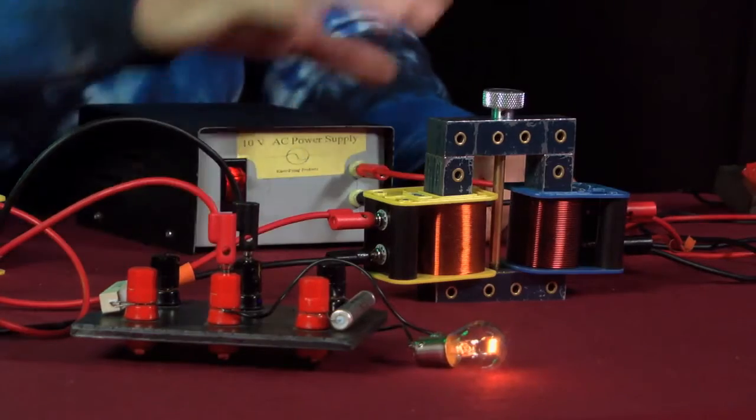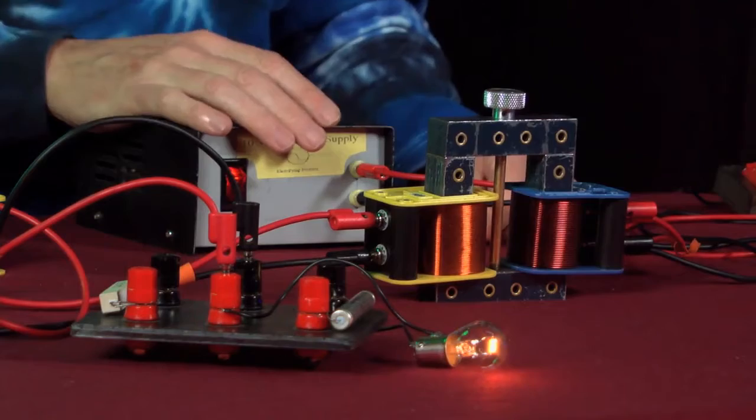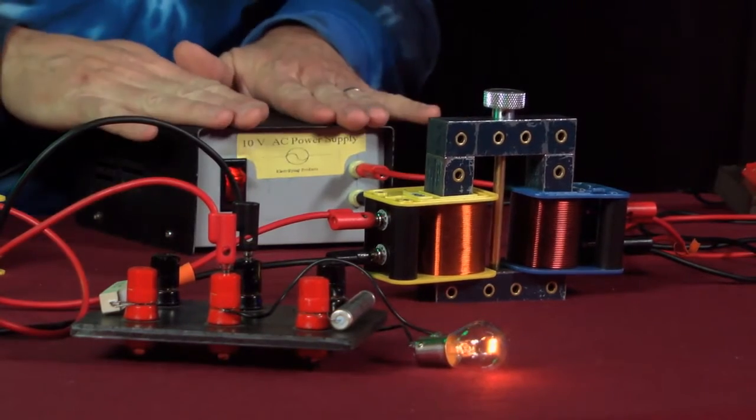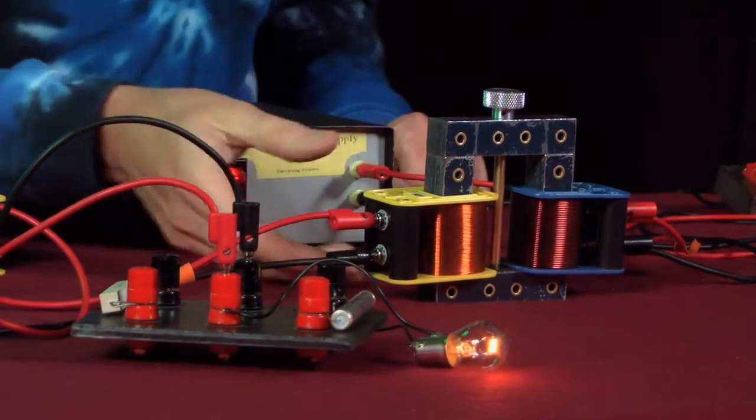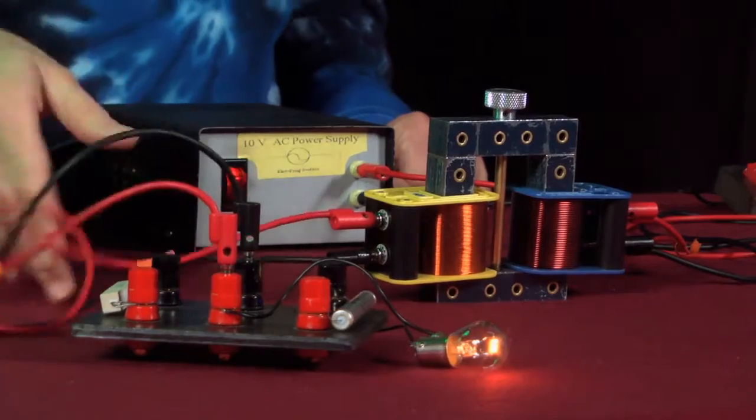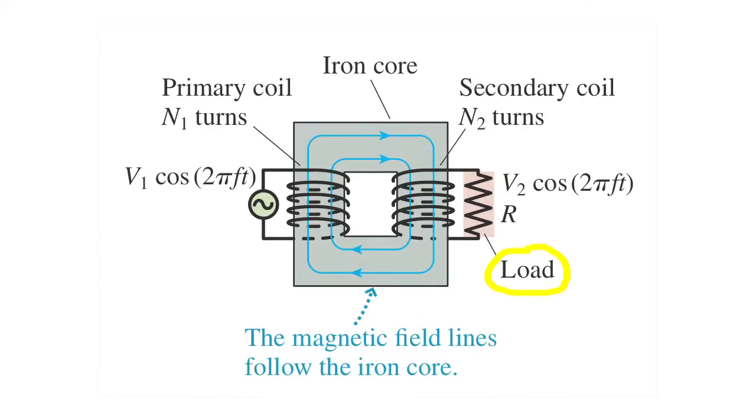Now let's take a look at this transformer. And this is a transformer that's intended for educational purposes. You can take it apart, and it's designed to work that way. This coil of wire is called the primary, and it's connected to a power supply. This coil of wire is called the secondary, and it's connected to a light bulb. And the light bulb in the chapter is something we'll call a load.